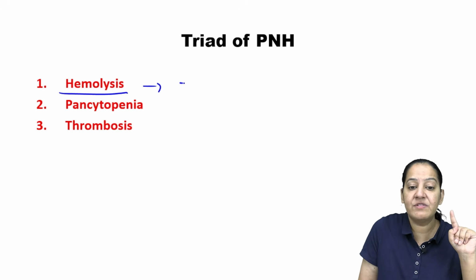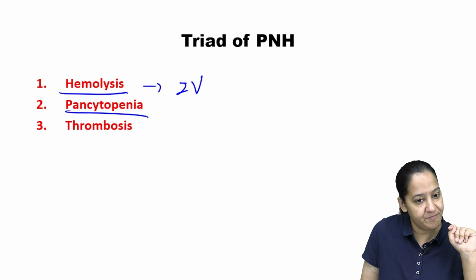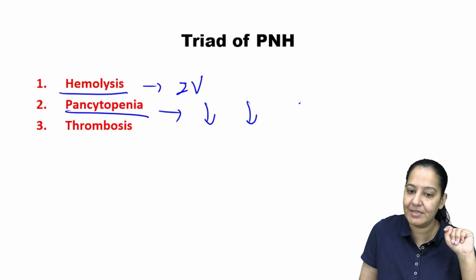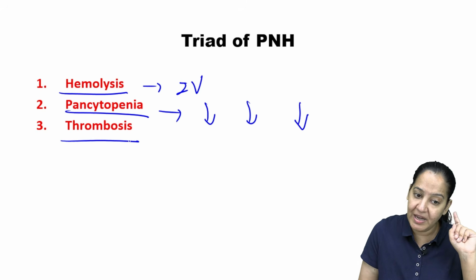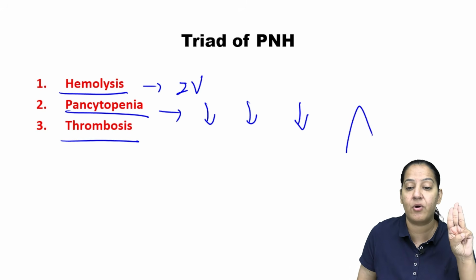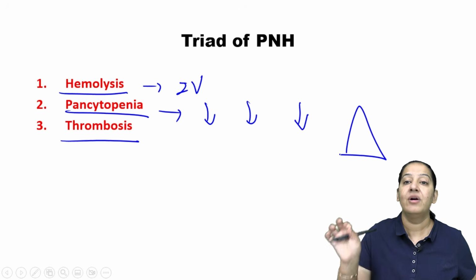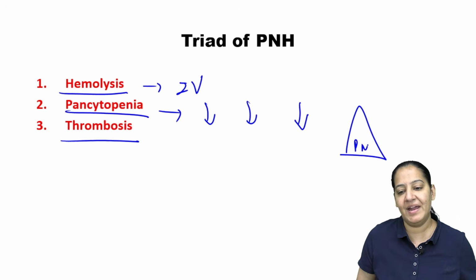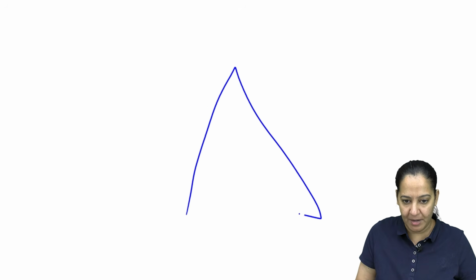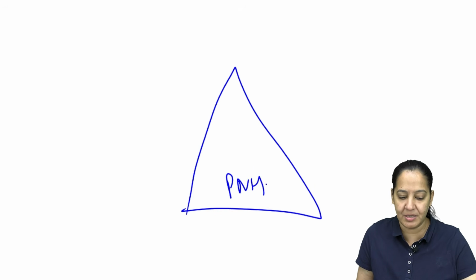The patient has hemolysis, which is intravascular. The patient has pancytopenia: less RBC, less WBC, less platelet. And the patient typically has thrombosis. Learn the typical triad of PNH. In PNH, 3 things happen to the patient. Can you tell me what the 3 things are that happen to the patient in PNH?